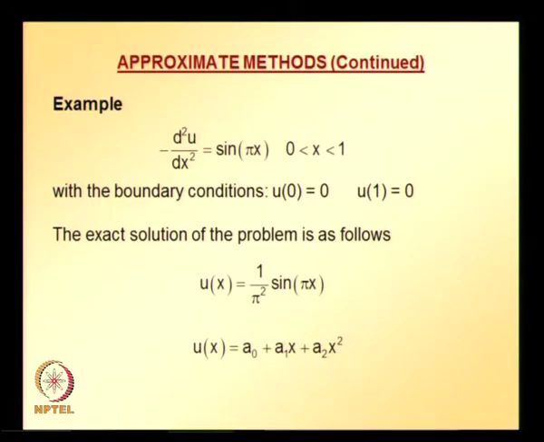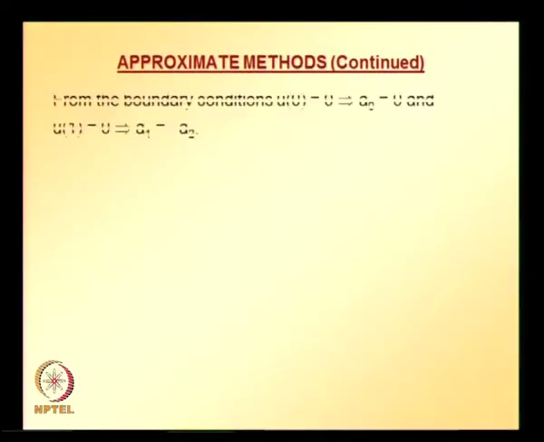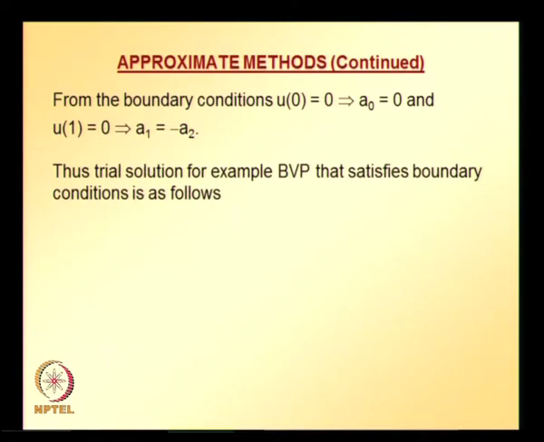So, forcing those conditions on this trial solution, we can eliminate some of the unknown coefficients out of a0, a1, a2. Doing that, we get a0 is equal to 0, a1 is equal to minus a2. So, after substituting this information into the quadratic trial solution, a0 plus a1 x plus a2 x square, with a0 equal to 0 and a1 equal to minus a2, we get this. So, this is an admissible trial solution, and we can substitute this into the residual.